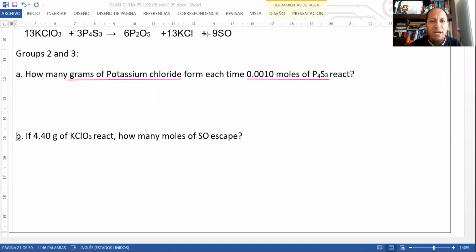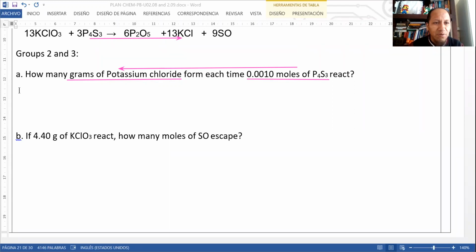What's the meaning of that? If you want to draw the arrow, you're going to move from the data you have to what you're looking for. In your reaction, where's the P4S3? It is in here. You're going to move to potassium chloride, meaning that the arrow goes from what you have in the data to what you're looking for. I put the arrow into the reaction so you can construct the conversion factor, which is given by the reaction, okay? And then let's get started to calculate.